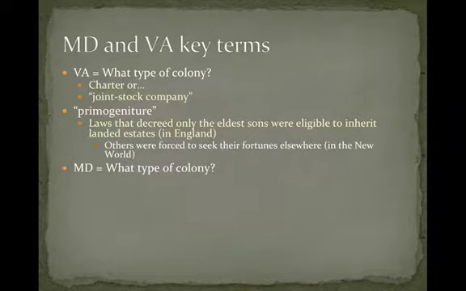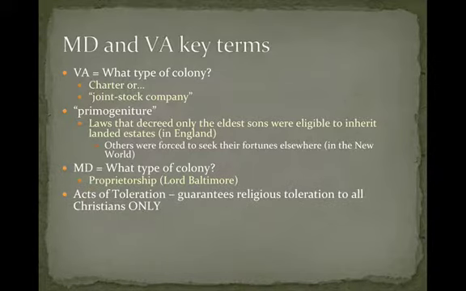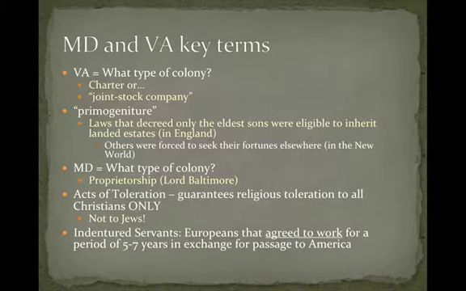Maryland. What type of colony are we talking about with Maryland? Can you remember? That's right. We're going to be talking about a proprietorship. In other words, Lord Baltimore is going to be the head of this particular colony. Now, in Maryland, we're going to see the acts of toleration. Basically, what this is going to do is going to guarantee religious toleration to all Christians only. Any type of Jewish figure or any type of other figure is not going to be tolerated in Maryland.